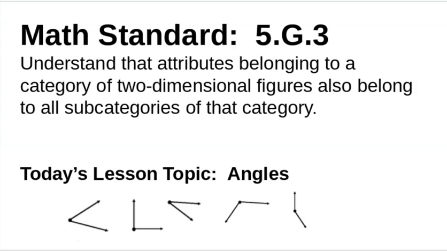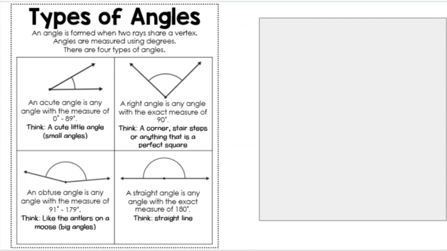All right, so let's take a look and see if some of the memories that you had were correct. So over here, you can see that this lists our different types of angles. An angle is formed when two rays share a vertex. A vertex is another name for a corner. Angles are measured using degrees, and we are going to be looking at four types of angles.